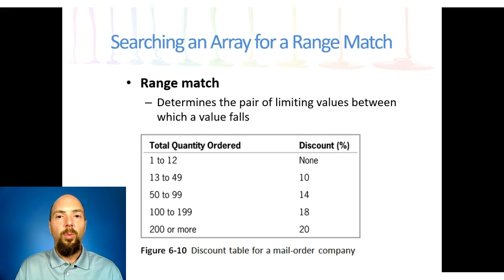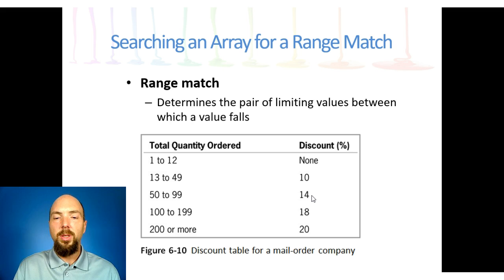Alright, we can also perform what's called a range match. A range match just simply means that I want to provide a discount based on how many things a person orders. So in this case, if they order anywhere from 1 to 12 items, they don't get a discount. If they order 13 to 49 items, they get a 10% discount. If they order 50 to 99, they get a 14% discount, and so forth.